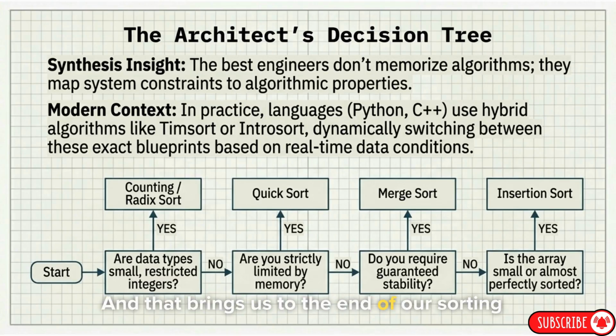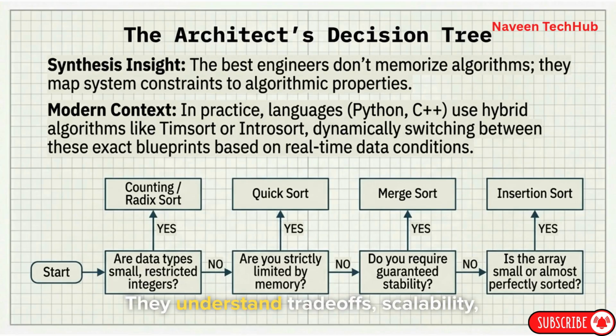And that brings us to the end of our sorting architecture blueprint journey. Today, we explored how sorting evolved from simple brute force techniques to highly optimized divide and conquer and linear time algorithms used in real-world systems. Remember, great engineers don't just memorize algorithms, they understand trade-offs, scalability, efficiency, and system design decisions. Whether it's bubble sort, merge sort, quick sort, or radix sort, every algorithm teaches a different way to think about problem solving. This is the foundation of mastering data structures and algorithms in Python.